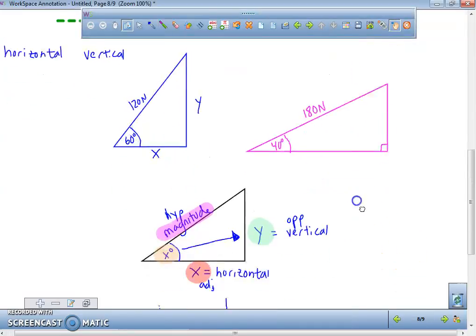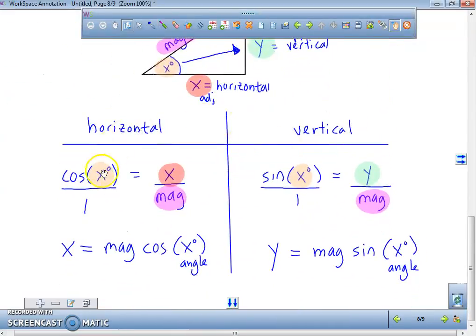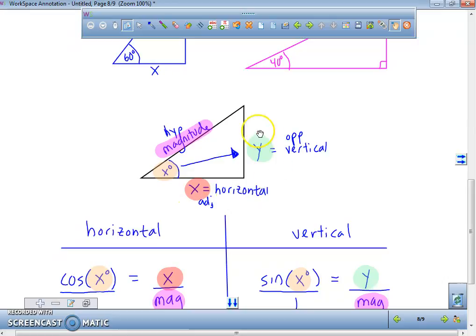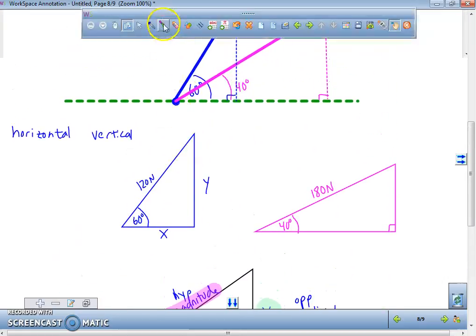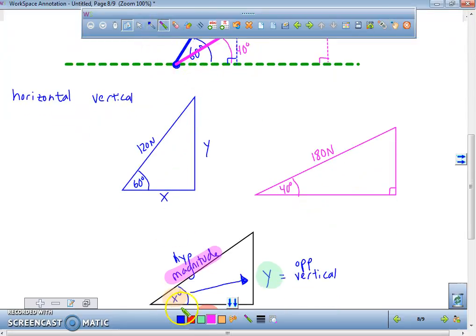Last video talked about this formula right here, how to find your horizontal component and how to find your vertical component for your vector if this was your triangle. Okay? So right now we're going to use this triangle right here. What's our angle right here? What's our angle measure? 60. So that's 60. All right?